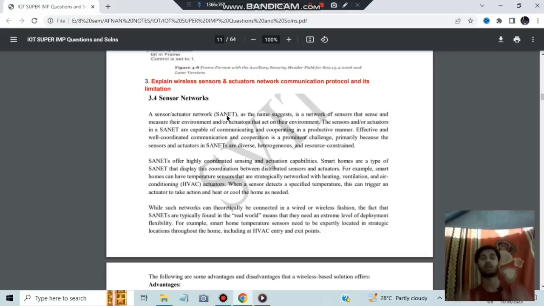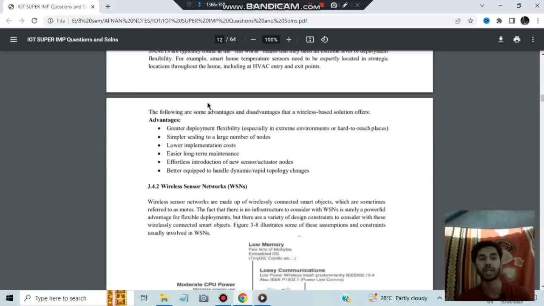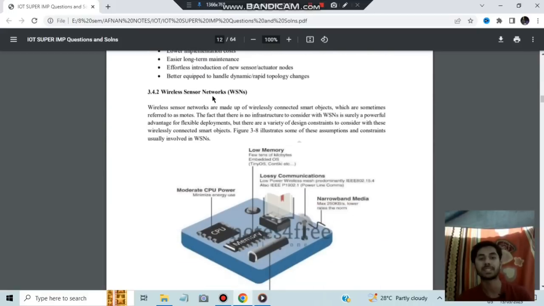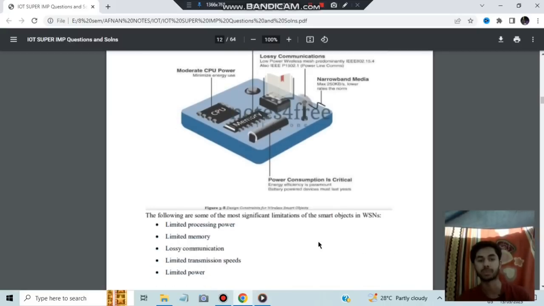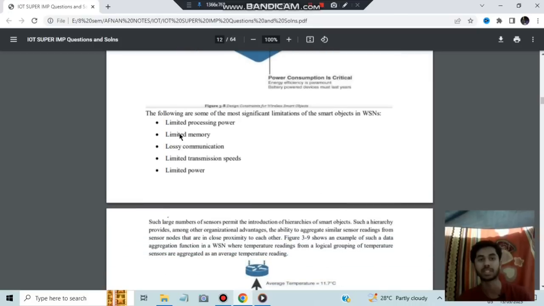Where all the devices are there, the sensors and actuators, and those devices are connected by a network called SANET. That is SANET. It offers highly coordinated sensing and actuation capabilities, and networking is also provided by the SANET. Advantages are given here: wireless sensor networks transfer the data wirelessly. These are the main components: CPU power, low memory, lossy communication, narrowband, and power consumption. These are the different limitations present: limited processing power, limited memory, lossy communication, limited transmission speed, and limited power.